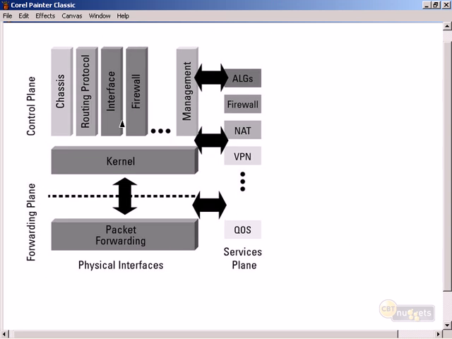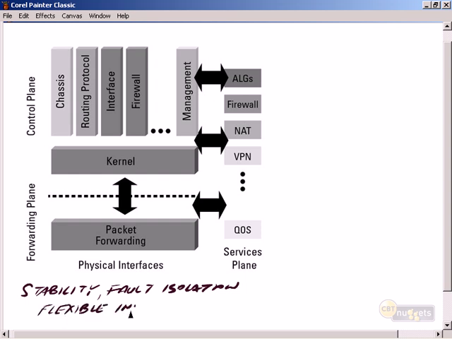Okay, so this modularity between the control plane and the forwarding plane, as well as all these individual processes that run in the control plane, are going to give us the world-renowned stability of Juniper products. Also, it's easier to isolate faults. So we'll say fault isolation. It's easier to troubleshoot this separation, this partition. You've got each process in its own module, and rapid and flexible innovation, which is key to Juniper products.